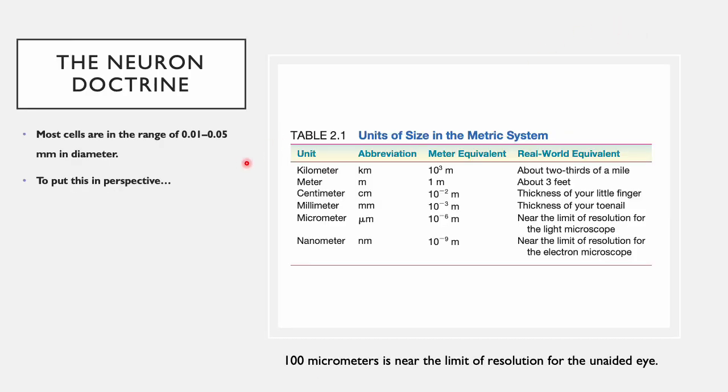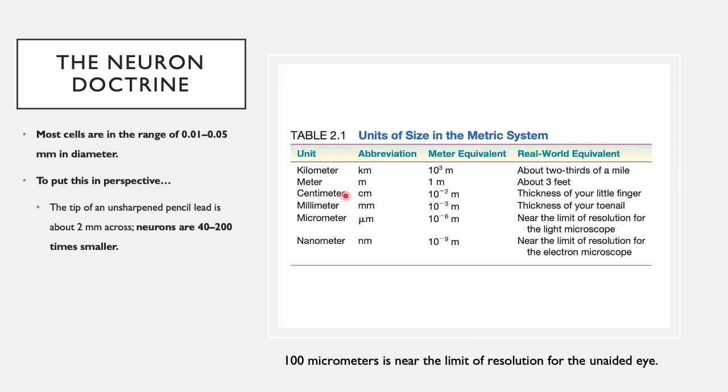Neurons are extremely small. Most of the cells are within the range of 0.01 to 0.05 millimeters in diameter. So to put this in perspective, the tip of an unsharpened pencil is about 2 millimeters, and neurons are 40 to 200 times smaller than this. And the resolution of the unaided human eye without a microscope is about 100 micrometers.